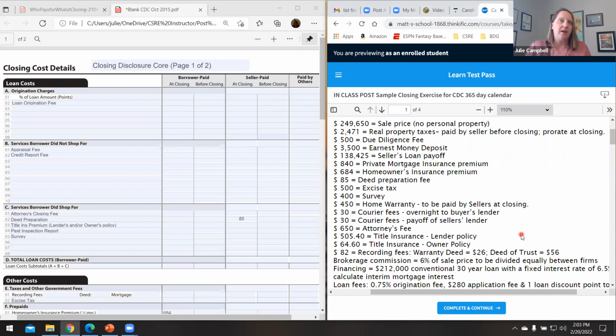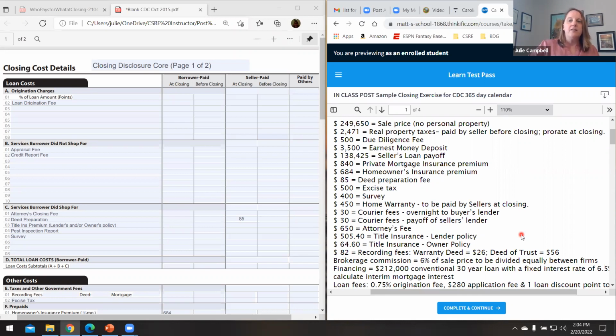We know that the seller pays excise tax. Seller's responsible for excise tax. They're going to tax you to sell your property. They tax you when you buy it. They tax you while you own it. And they're going to get you one more time and tax you when you sell it. Just the way it is. It's called the excise tax.